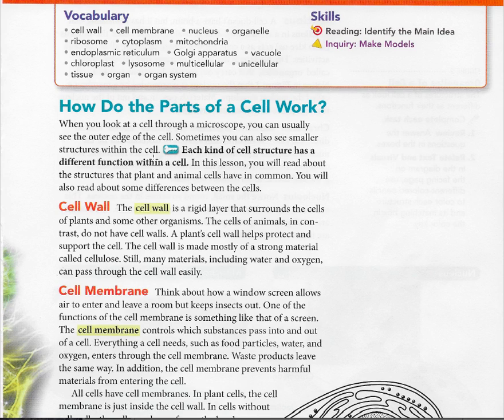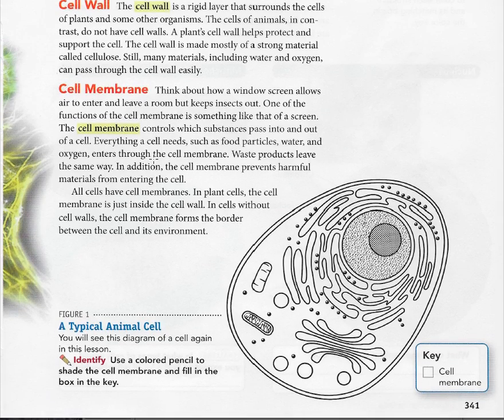Cell wall. The cell wall is a rigid layer that surrounds the cells of plants and some other organisms. The cells of animals, in contrast, do not have cell walls. Plants and some other organisms do. A plant cell wall helps protect and support the cell. The cell wall is made mostly of a strong material called cellulose. Still, many materials, including water and oxygen, can pass through the cell wall easily. The cell wall is what gives it that rectangular-like structure. Makes it very rigid.